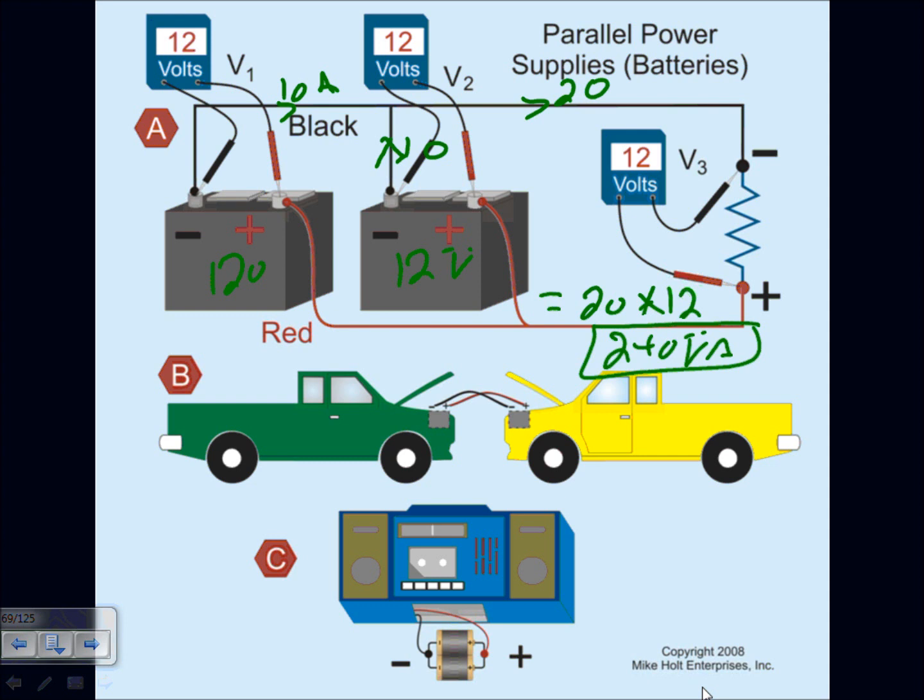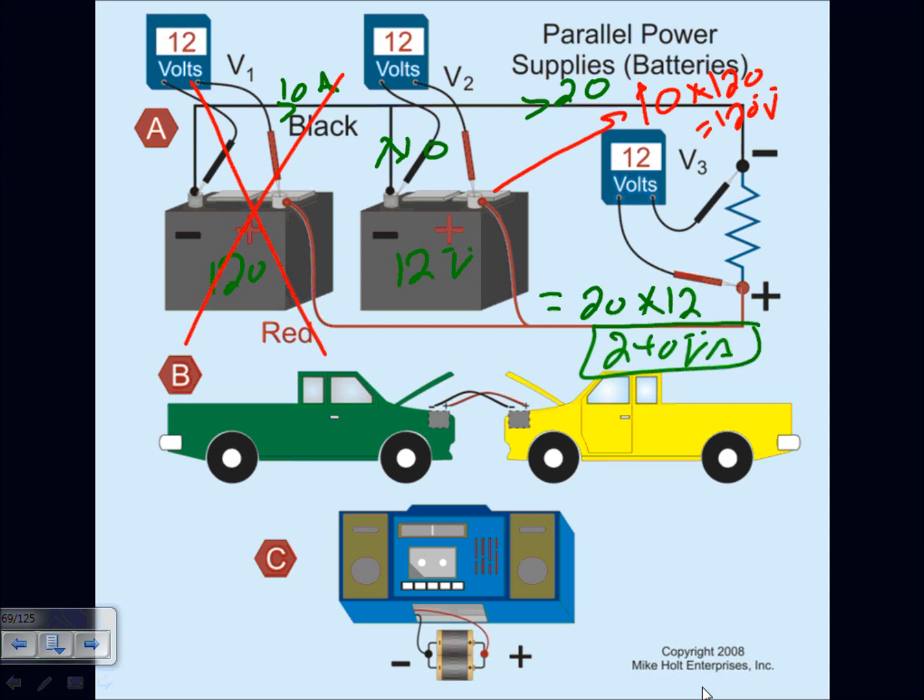Now take this out of the equation and do the power for this. It becomes 10 amps because I got one battery out, multiplied by 12. What do you get? 120 volt-amps. So why the heck did we put two in parallel? To get us more power. The key point is power. So these are for DC.